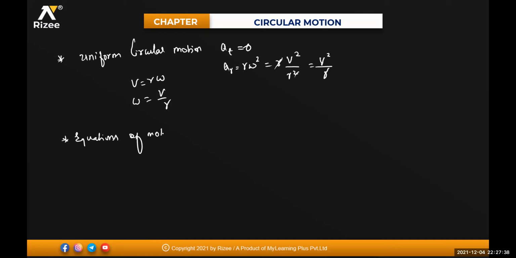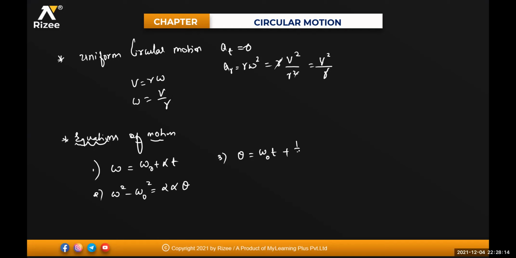Equations of motion for circular motion. First kinematic equation: omega equals omega naught plus alpha into t. Next: omega square minus omega naught square equals 2 alpha into theta. In linear motion, like in kinematics, displacement is represented by s, and here it is represented by theta. Omega is the final velocity, omega naught is your initial velocity. Third one: theta equals omega naught into t plus half alpha into t square.